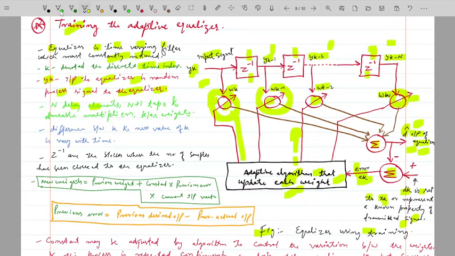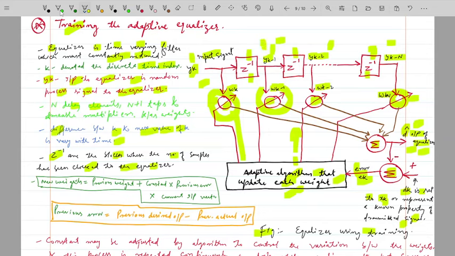Here the difference between k and the delayed value of k is that these values vary with time. There is only a difference of time, and the z inverse blocks are where the number of samples is clocked into the equalizer and retained in these different vectors.